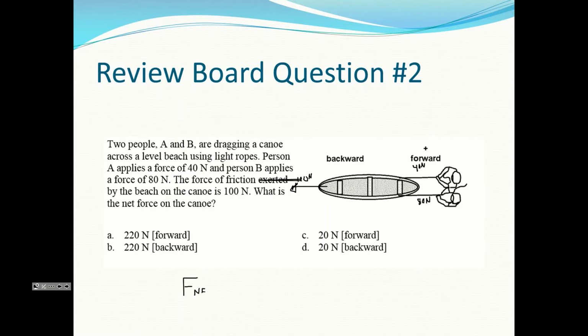So F net is just going to be, I'm going to make these positive and these negative. So it's going to be equal to the force applied from A and the force applied from B minus that force of friction that we have acting on it. So it's going to be 40 newtons plus 80 newtons minus 100 newtons. And 40 plus 80 is 120 minus 100, and that's going to give us 20 newtons. It's positive 20 newtons, so that's going to be 20 newtons forward. So C is the correct answer.